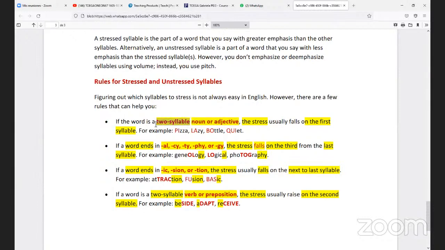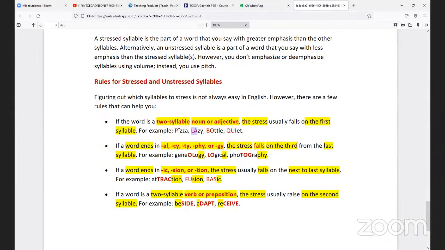Words that are separated by two syllables, for example, pizza, lazy, bottle, quiet, we always stress in the first syllable. Some people tend to make the error of raising the intonation on the last syllable. For example, it's incorrect if we say pizza, lazy, bottle, quiet. Always we rise on the first syllable.